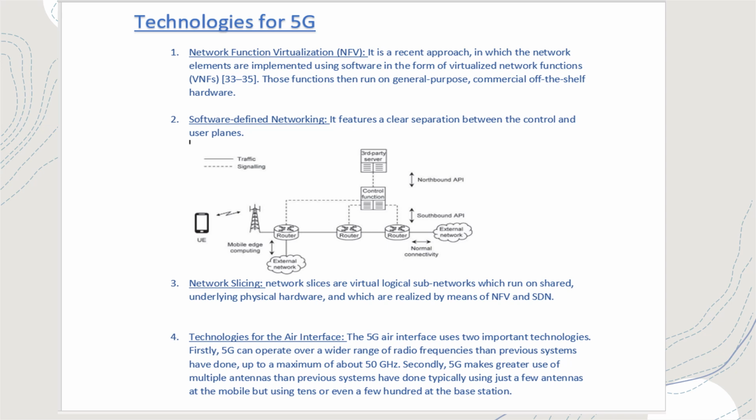Now coming to network slicing. So NFV and SDN provide a network operator with a flexible underlying resource which is easily reconfigured to handle changes in network traffic. Taking those concepts further, network slices are virtual logical subnetworks which run on shared underlying physical hardware and which are realized by means of NFV and SDN. A network operator can set up, reconfigure, and tear down individual slices as the need for them arises.